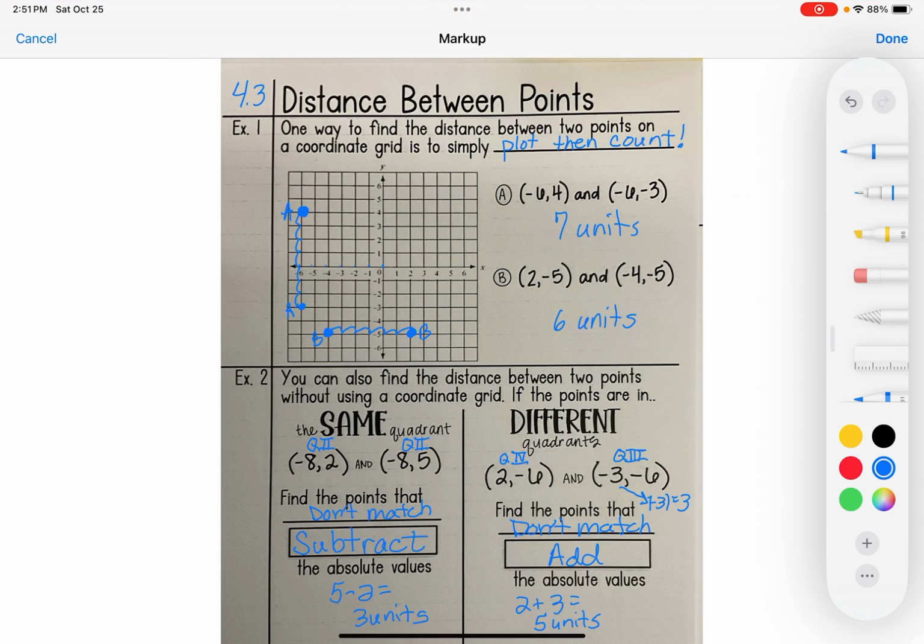Now, I would definitely keep my notes out when I am doing this and constantly refer back, okay? Same quadrant, they don't match, I subtract. Different quadrant, find the ones that don't match and add. Okay, just keep saying that over and over, and eventually it will just become habit.